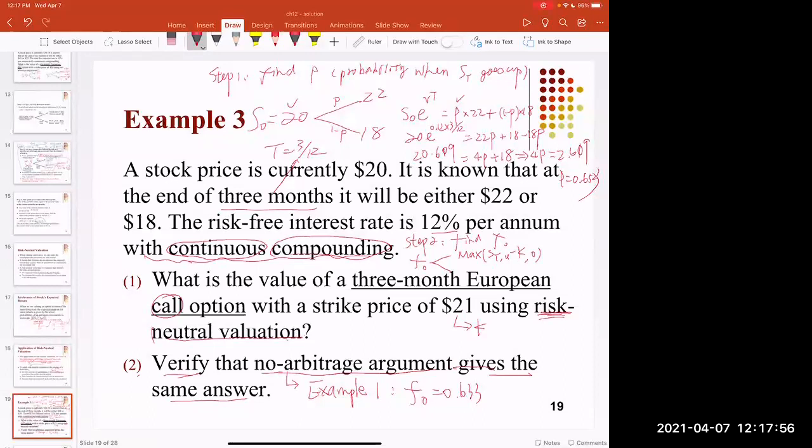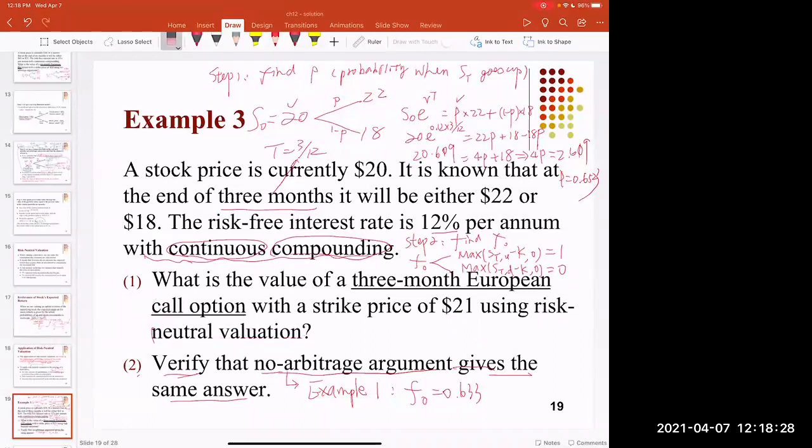The stock price going up is 22 and the strike price is 21. 22 minus 21, that's what? Equal 1, right? And when the stock price goes down, that's 18 and the strike price is 21. So 18 minus 21, that's negative. So we take 0, which is the higher value, right?